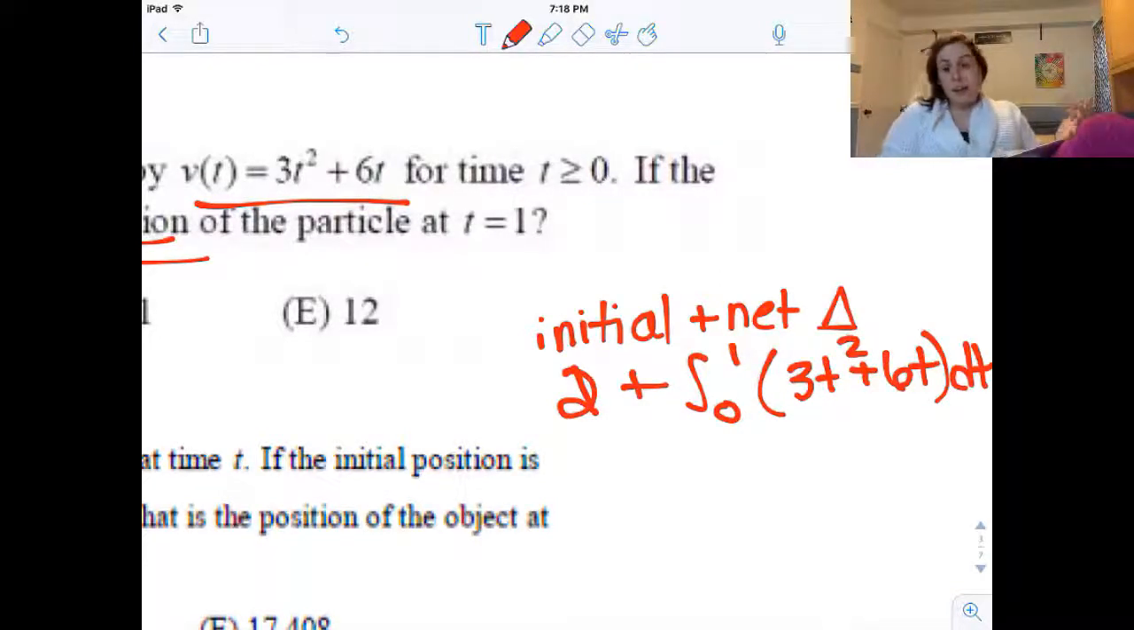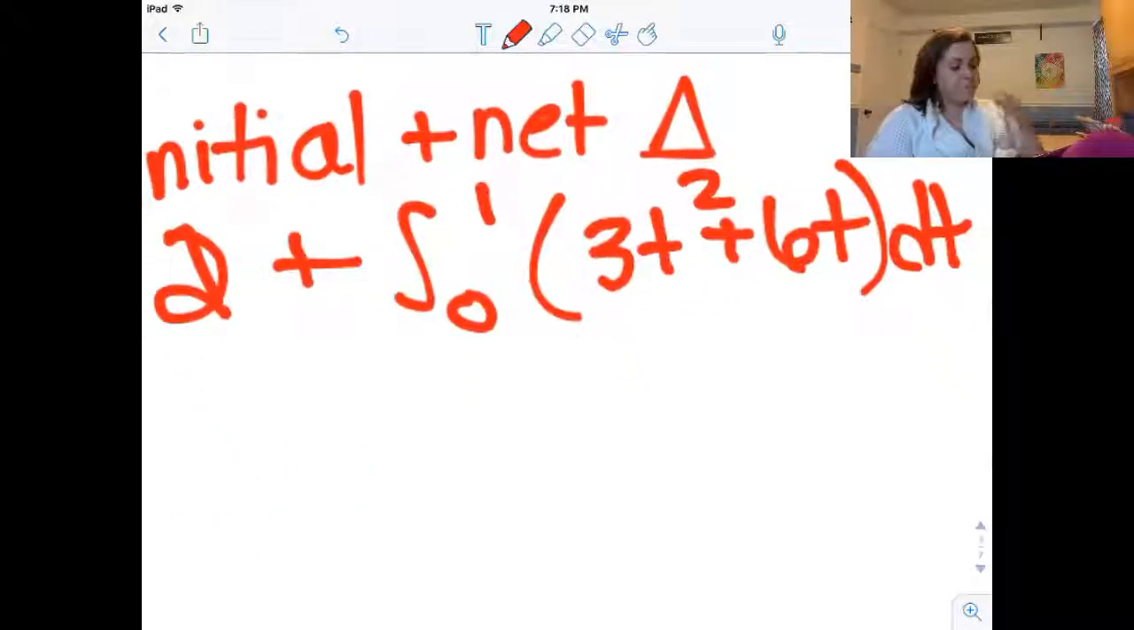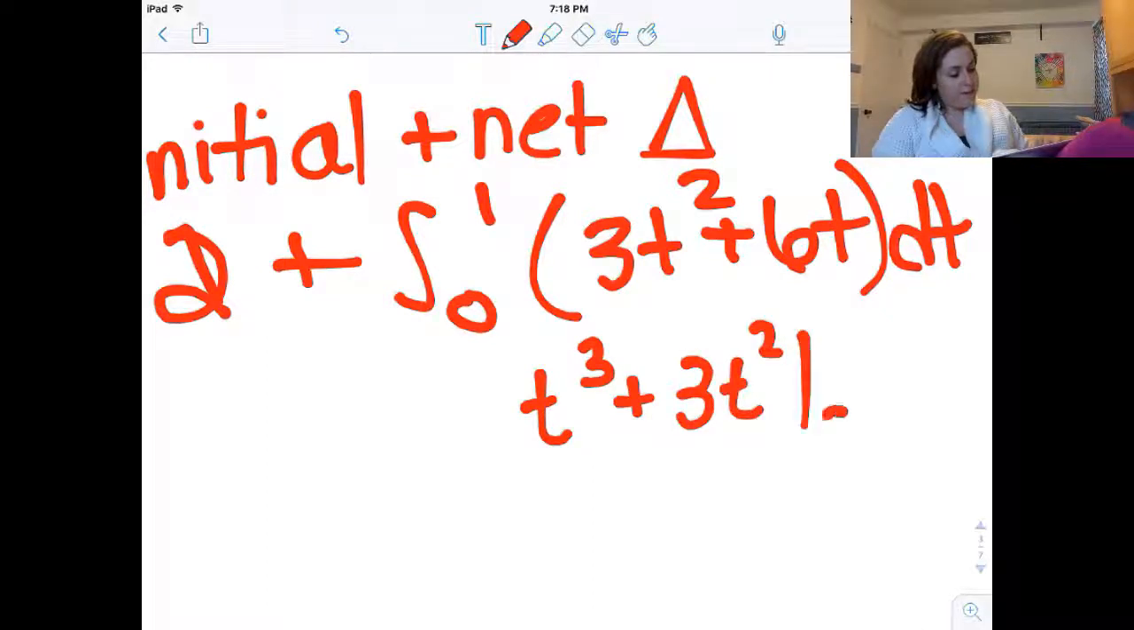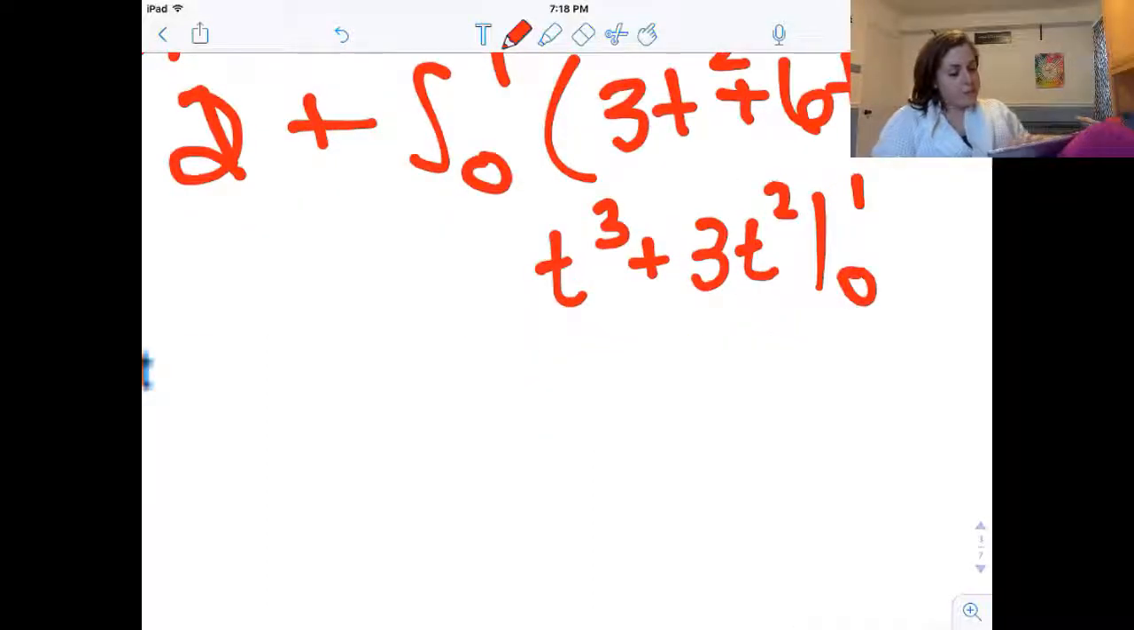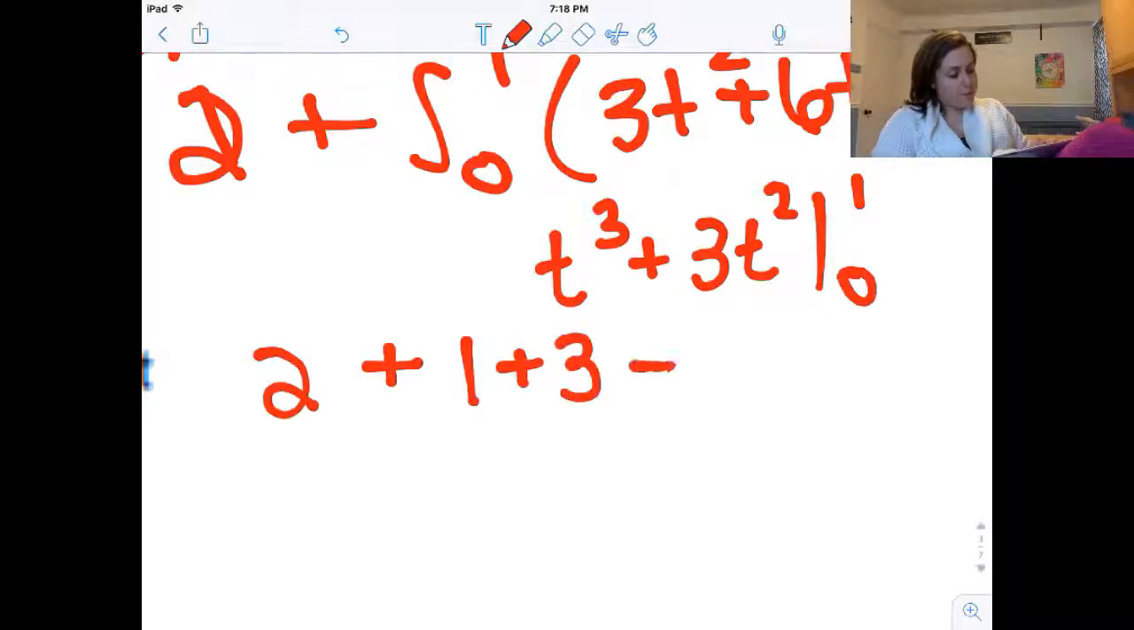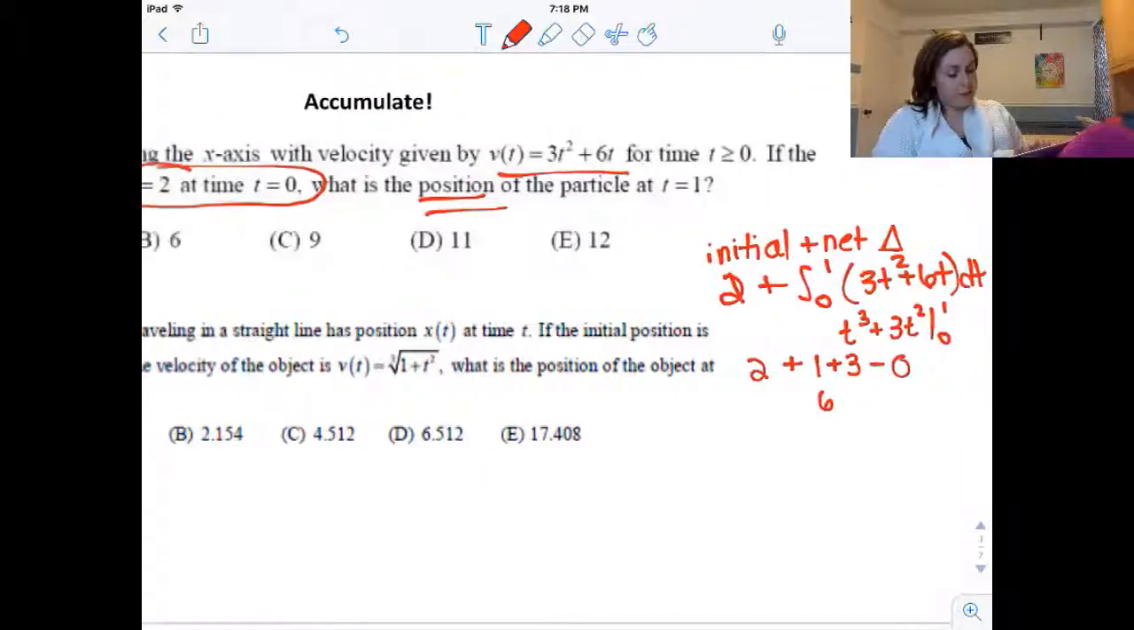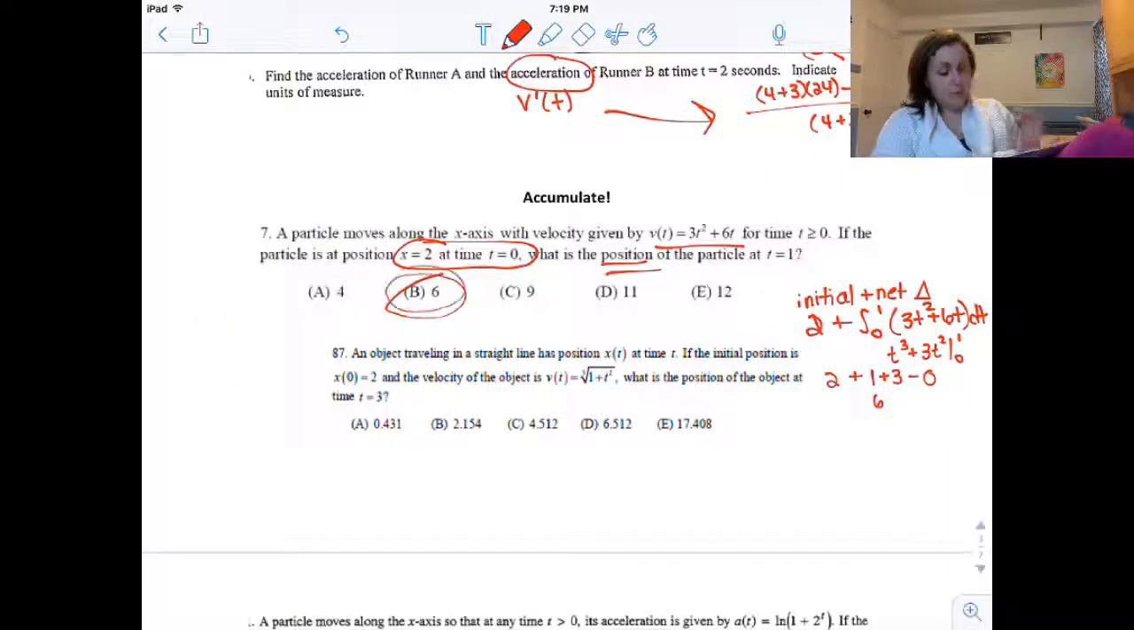This is a non-calculator. It was number 7 on an exam. So I'm actually going to integrate this. So this would be t cubed plus 3t squared, evaluated from 0 to 1. So that gives me 2 plus 1 plus 3 minus 0. So that is 6, my position. So this would be B.